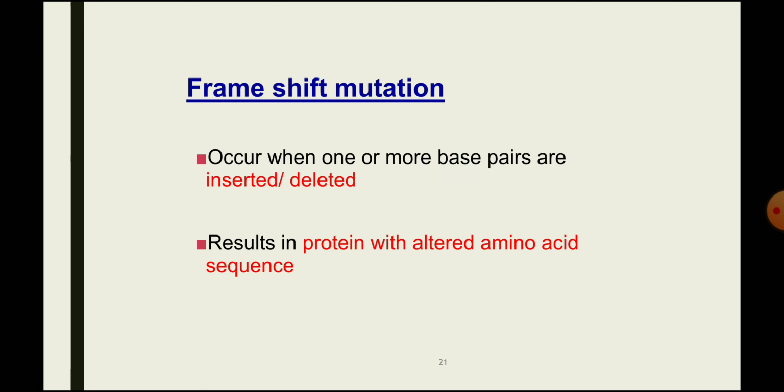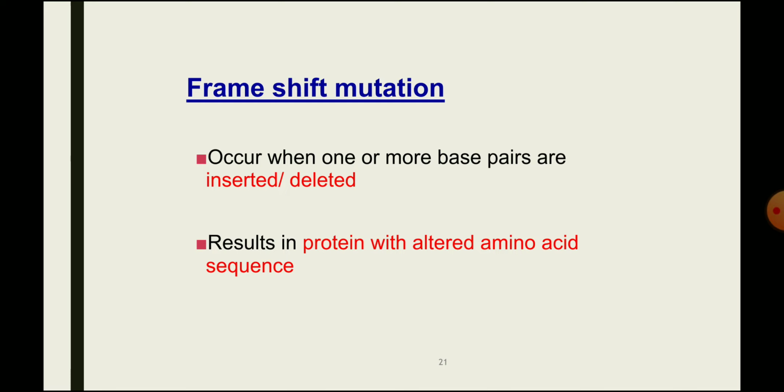Now we will pass on to the frame shift mutation. The third question was the frame shift mutation. It occurs when one or more base pairs are inserted or deleted. This results in a protein with an altered amino acid sequence. If one base is removed, then the reading frame will be altered.